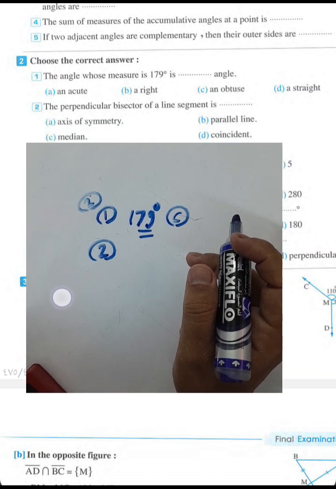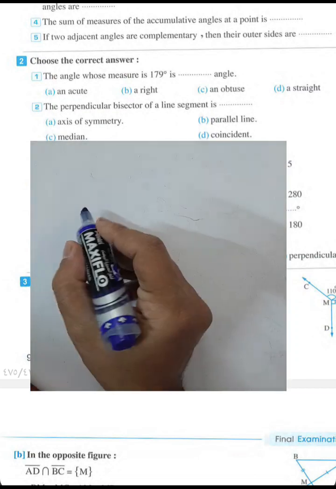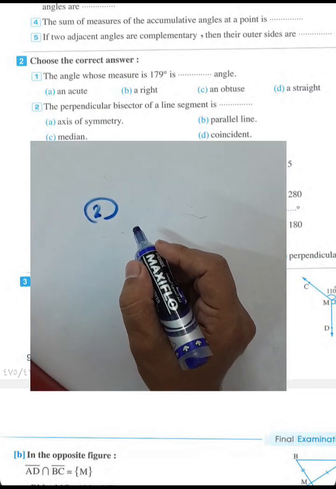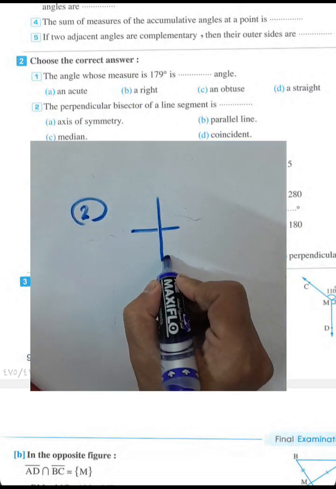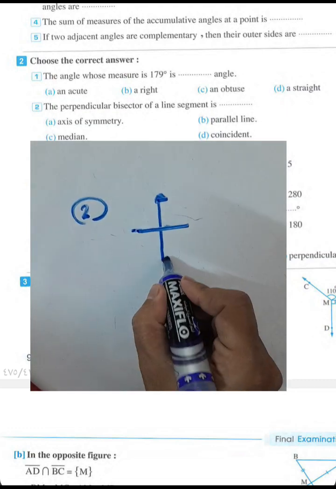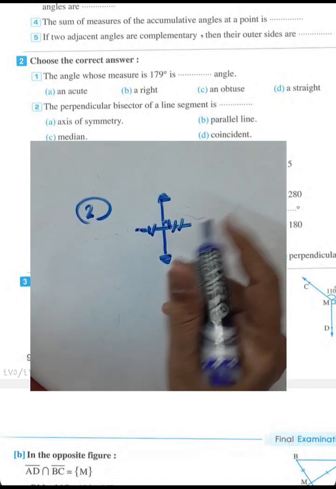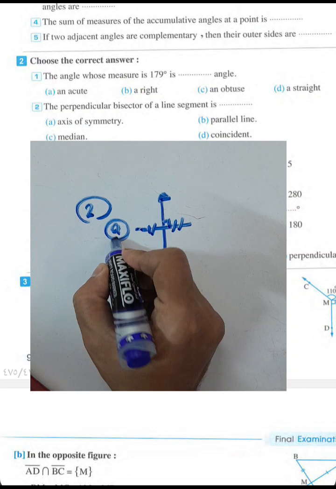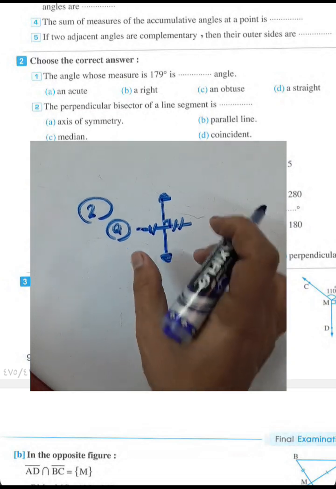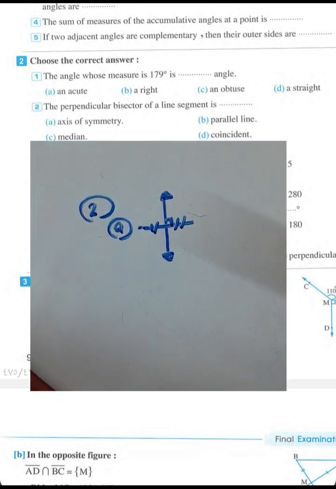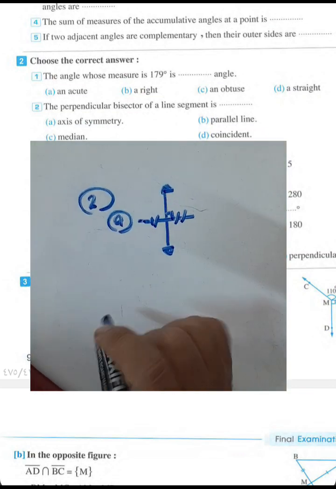Number two, the perpendicular bisector of a line segment is what? If we have a line segment here and we have a perpendicular bisector, it will be perpendicular to the base, then we call it the axis of symmetry. Then choose letter A, axis of symmetry. Axis of symmetry means a straight line perpendicular to a line segment in the middle, which divides its length into two equal parts.